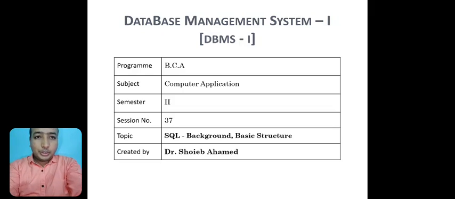So dear students, today's topic of discussion is SQL, its background and basic structure. This is a very important thing when we speak about learning a database management system. And this SQL is very much needed for anyone who is going to work with the practical session of your Oracle or a DBMS lab there.